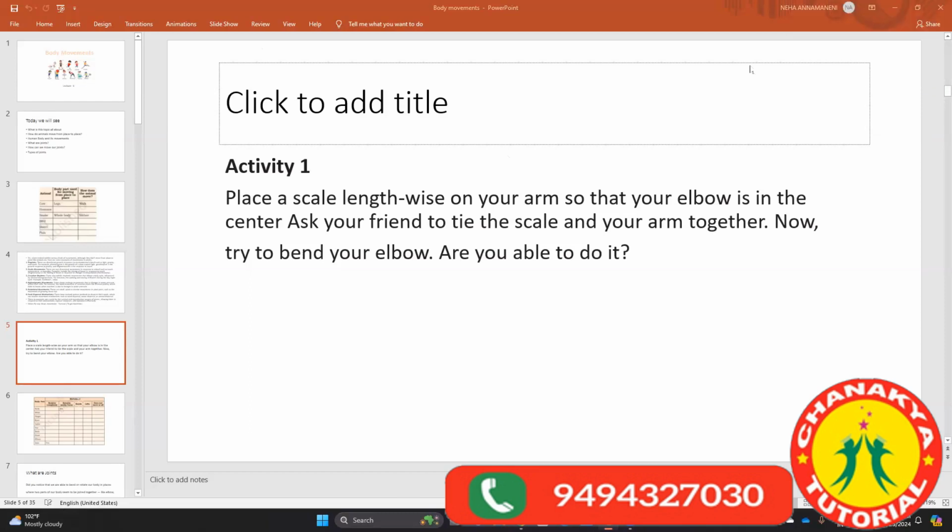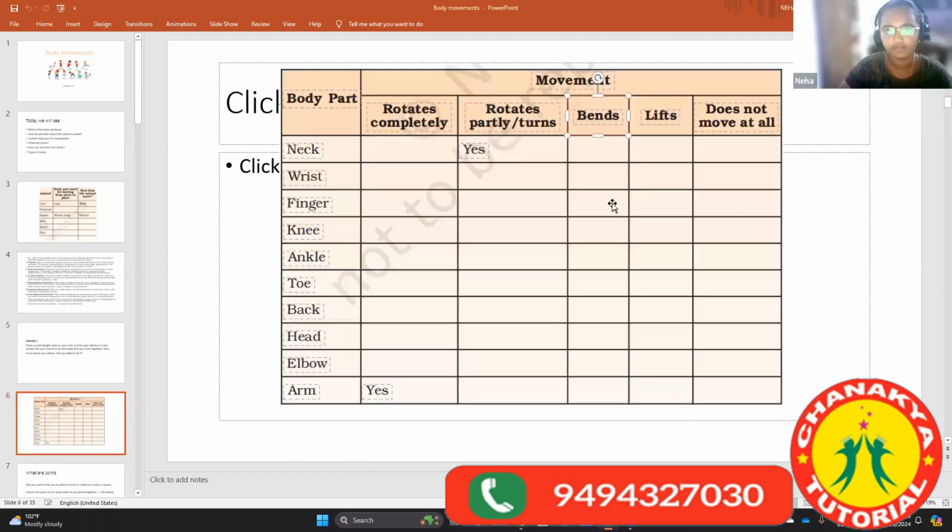No. They're trying to tell you that joints are important in your body to bend and stretch. Okay. Now, is this activity just a motivation for joints? Yeah, just to show how important joints are in your body.